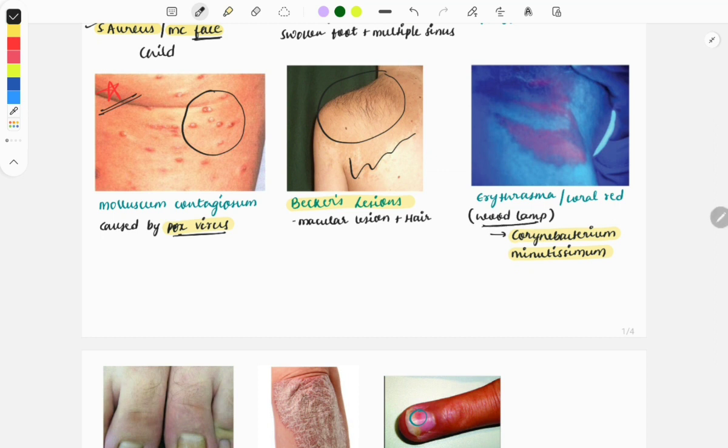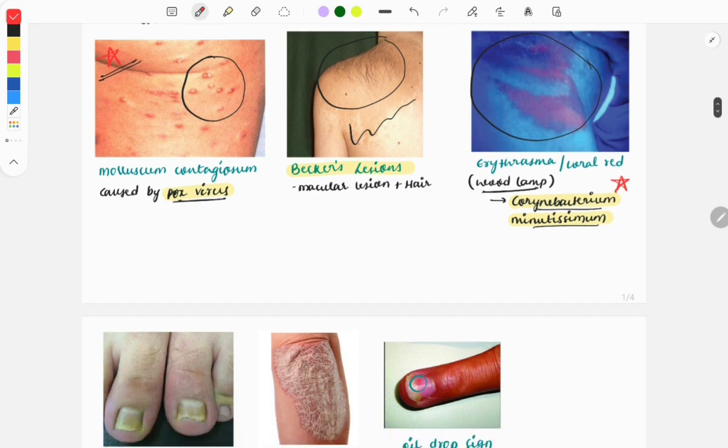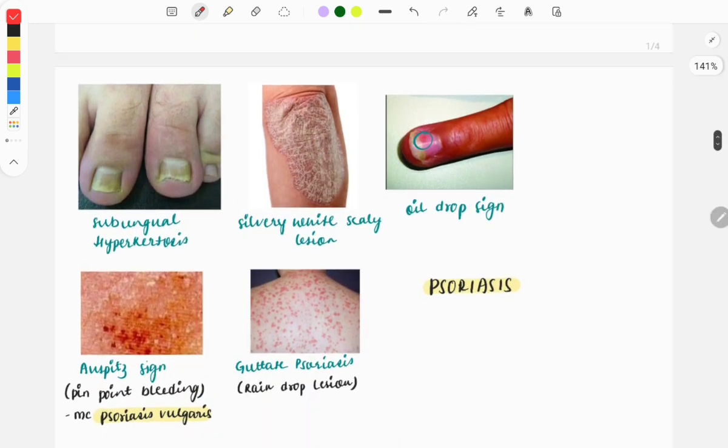On the Wood's lamp you can see a coral red color, which is also called erythema, and this is caused by Corynebacterium minutissimum. Questions are asked on which color Corynebacterium causes on the Wood's lamp, or erythema is caused by which of the following. Okay, then moving on, let's see some other important images.